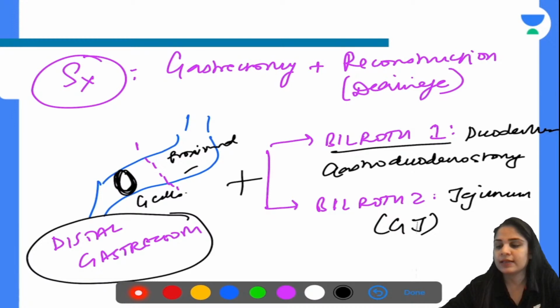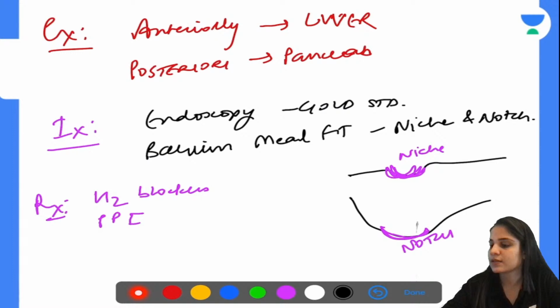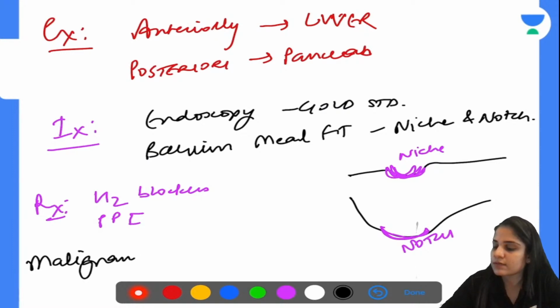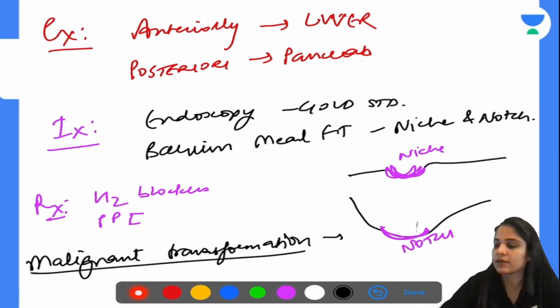Understood? And the last question that will come about gastric ulcers in your exam is malignant transformation of gastric ulcers. If a gastric ulcer becomes malignant, what is the type of cancer that will occur? Is it squamous cell carcinoma? Is it transitional cell carcinoma? Is it something else? Anyone?